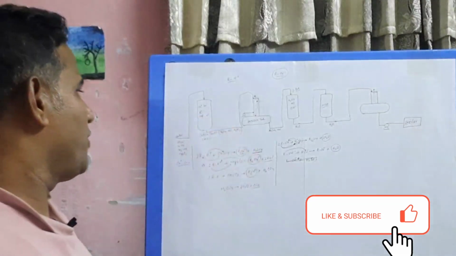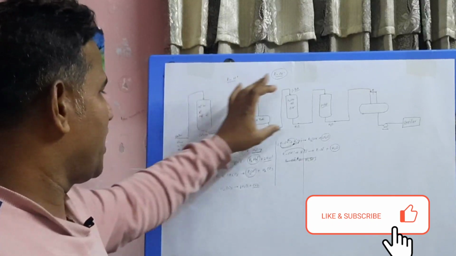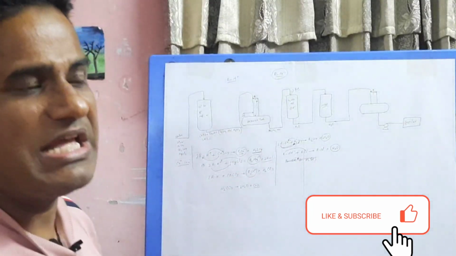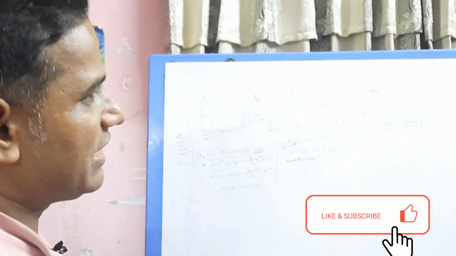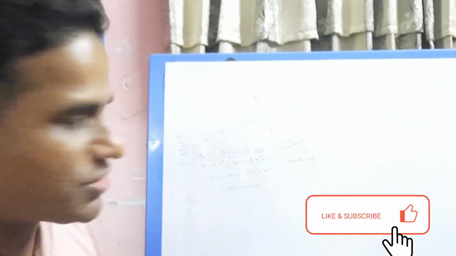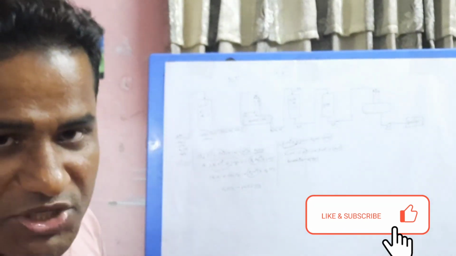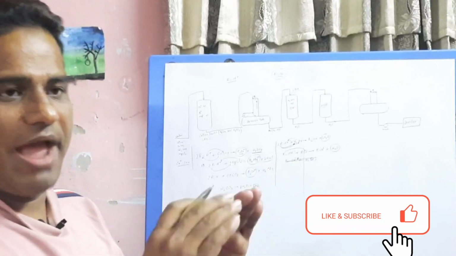Normally we check the conductivity of the cation tower or anion tower. When it increases, at that time we know the resin is exhausted. At that time we do regeneration. So in the next video, I will give an explanation about regeneration.